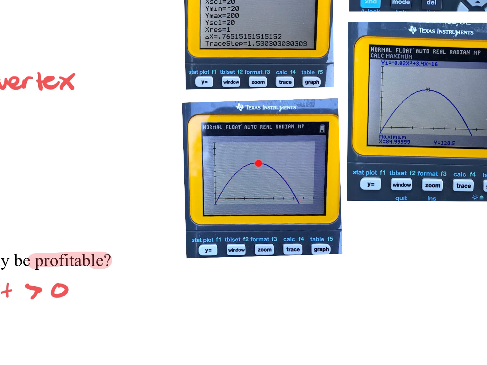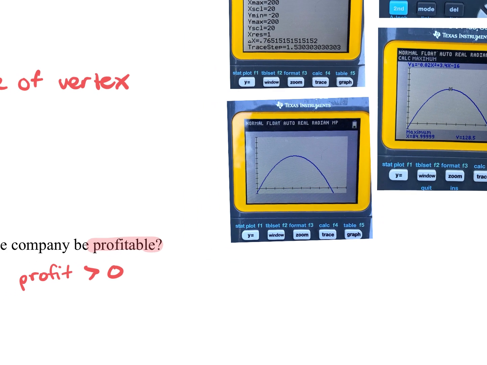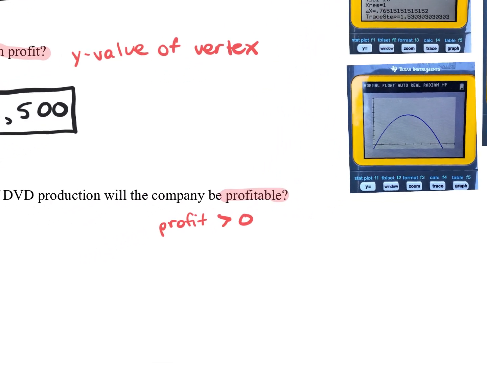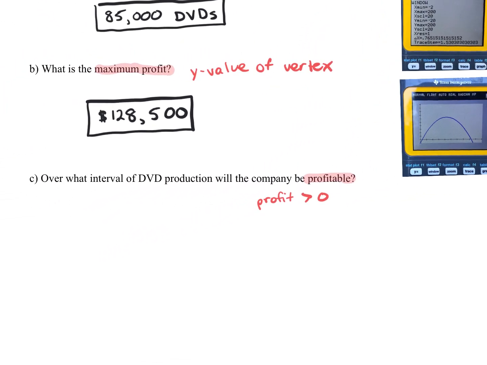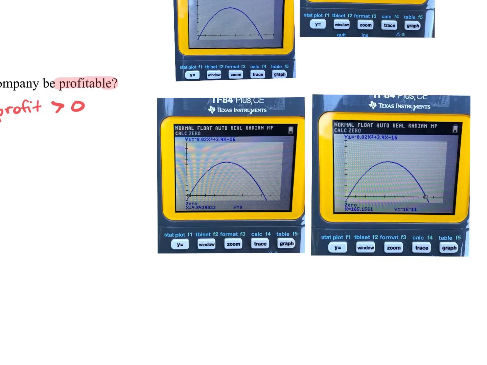So over this entire region, since we're above the x-axis, the company is profitable. So since they're asking for the interval of DVD production, we're going to actually find those x values. So here they actually want the x-intercepts, or the zeros. It's just another way of saying zeros. So I'm going to show you a picture of what this looks like.